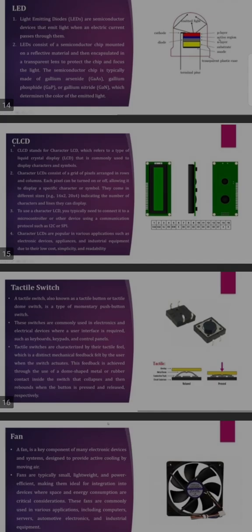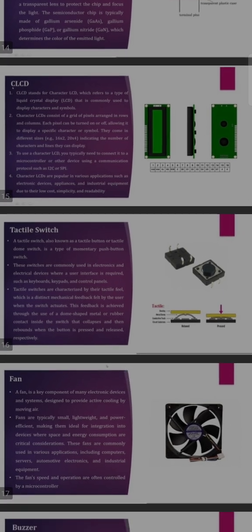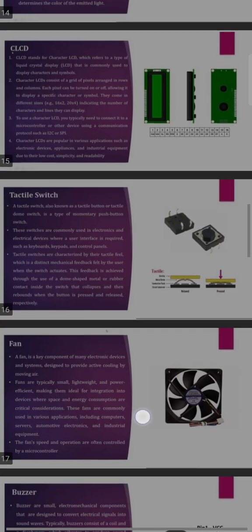To use a character LCD, you typically need to connect it to a microcontroller or other device using a communication protocol such as I2C or SPI. These two are protocols: serial peripheral interface and inter-integrated circuit. Character LCDs are popular in various applications such as electronic devices, appliances, and industrial equipment due to their low cost, simplicity, and readability.